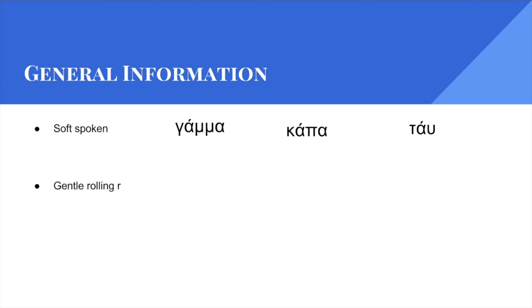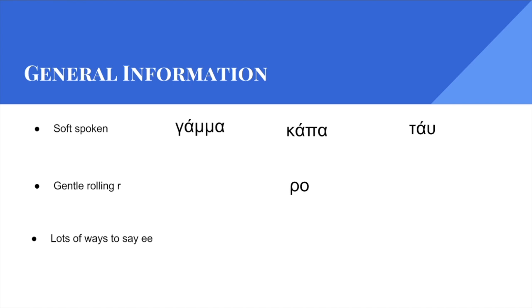It has a gentle rolling R. We're not talking about one of these Spanish arribas. It's just ro, quite a subtle R, nothing too eccentric. And that's the Greek letter ro, which again is used in science.